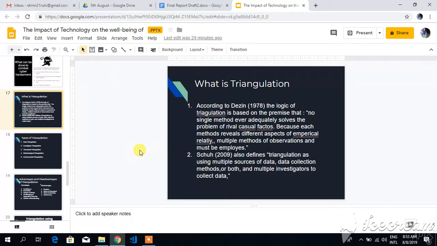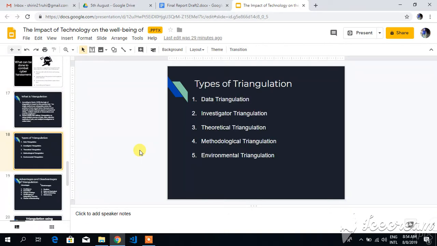Now that we know what triangulation is, let us see the types of triangulation that exist. According to Denzin, there are 5 types of triangulation. First of all, data triangulation. Second, investigator triangulation. Third, theoretical triangulation. Fourth, methodological triangulation. And lastly, environmental triangulation.